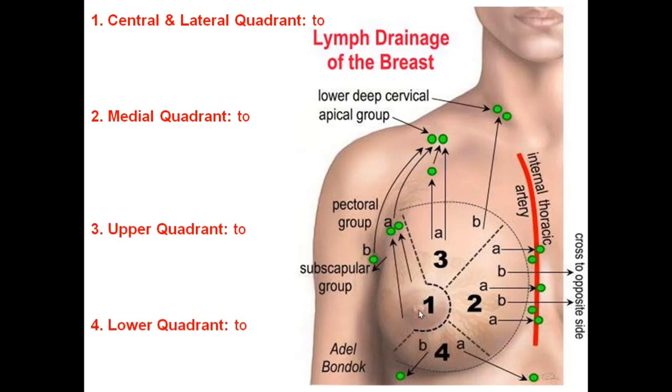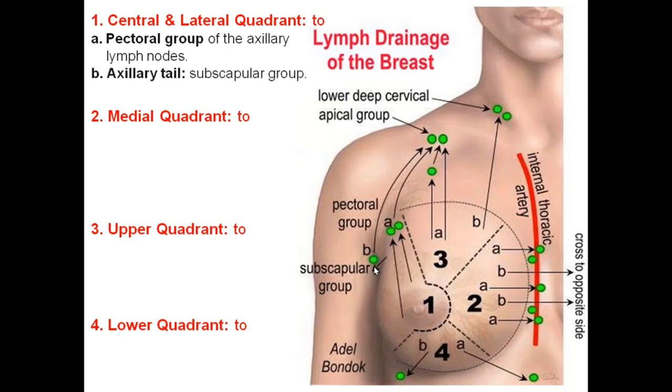The central and lateral quadrant drain into the pectoral group of the axillary lymph nodes, and the axillary tail drains into the subscapular group. And from the pectoral and the subscapular, lymphatics reach the apical group of the axillary lymph nodes. So the central and the lateral quadrant drain into the pectoral group of the axillary lymph nodes. The axillary tail drains into the subscapular group, then drains into the apical group.